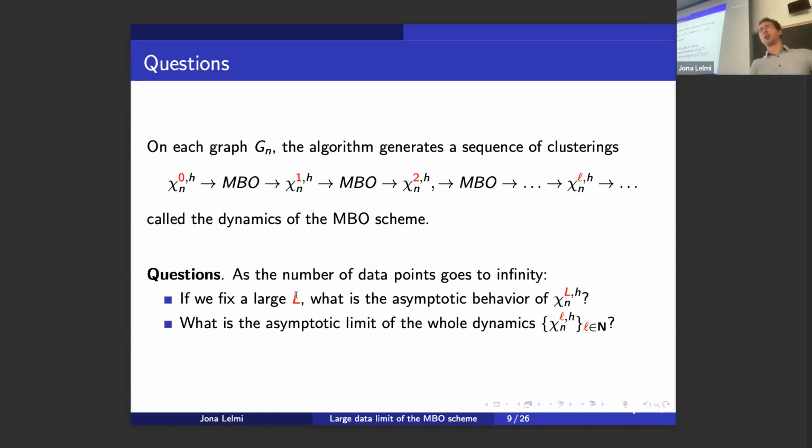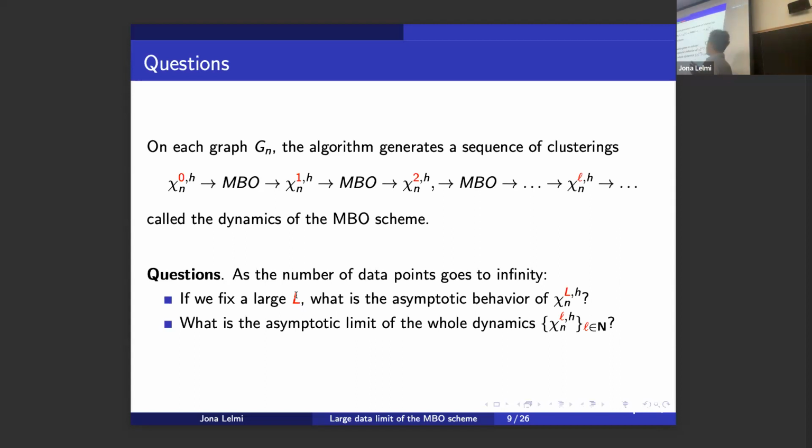In applications, you take your final clustering to be one for which you have run enough iterations. So you fix a very large L, the number of iterations, and you end up with the final outcome of the scheme. When we want to study the large data limit, we are interested in understanding what is the asymptotic behavior of this final outcome as the number of data points goes to infinity. That's the first question we want to answer.